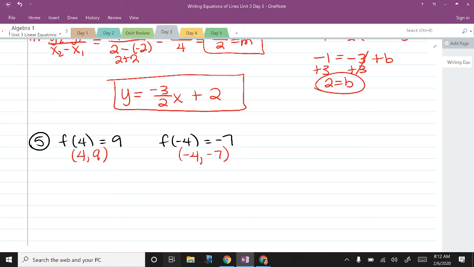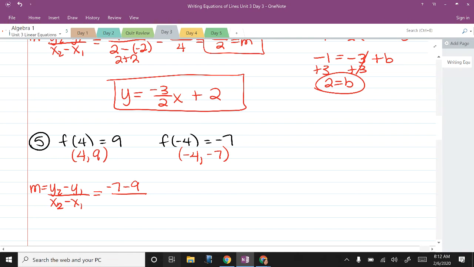All right. Did they give you M or B? No. Which one do you have to find first? Got to get M, use the formula. So M is y2 minus y1 over x2 minus x1. What number is y2? Minus over minus. Okay. Simplify. What's -7 minus 9? Over what's -4 minus 4? And what's -16 divided by -8? +2. Nice. So there's my slope.